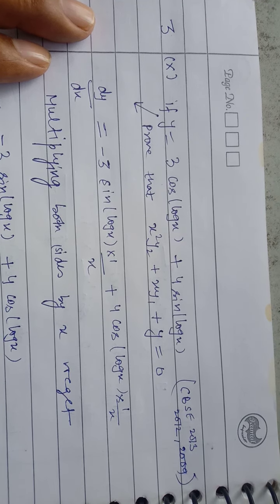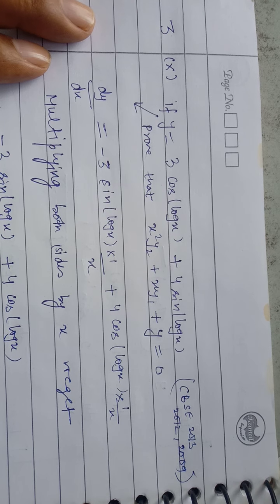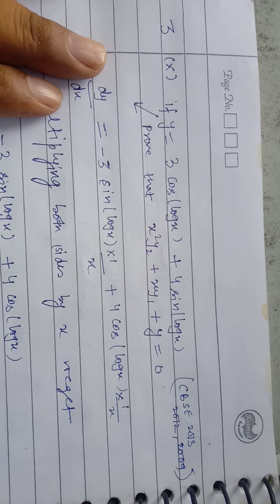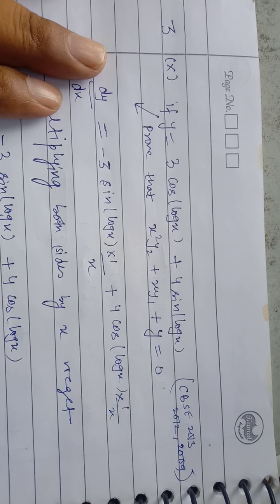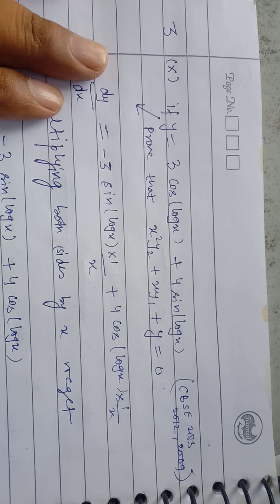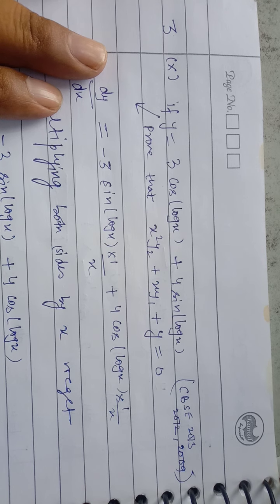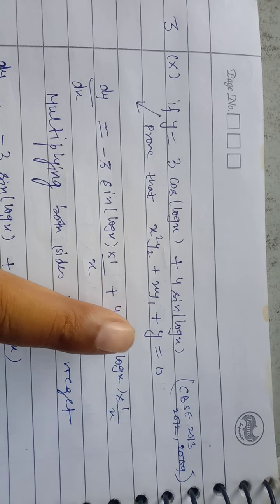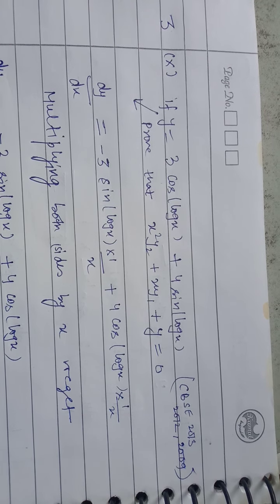In the continuation of exercise 7.9 of derivatives, question number 3 and its 10th part is really very important from the CBSE point of view. If y is equal to 3 cos(log x) plus 4 sin(log x), then we have to prove that x square y2 plus x y1 plus y is equal to 0.